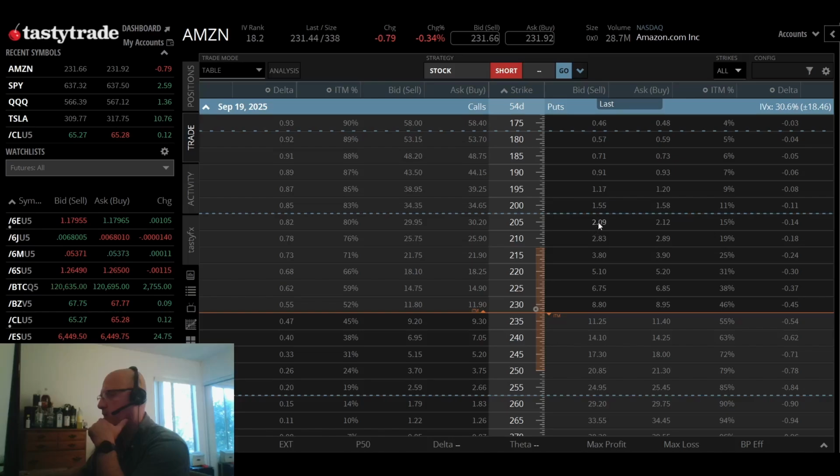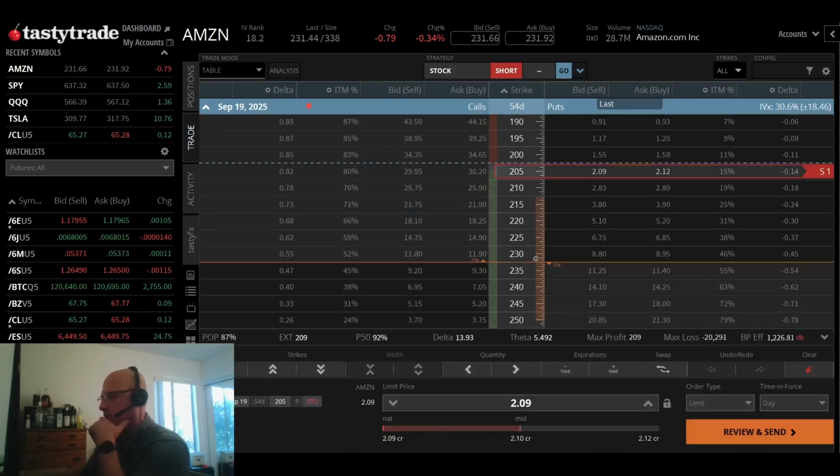So if I click on the bid to sell it, I have an order window that comes up here. I don't know what this option is going to trade for in the morning, so I might have to adjust this strike price, but it's roughly $2.10. So for a single contract, that would bring in a premium of $210.